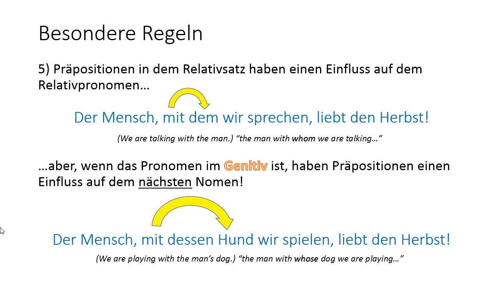Dessen refers to the man, and mit is influencing the dog because we're playing with the dog. We're not playing with the man. We're playing with the dog that belongs to the man. So dessen there is giving an attribute to the dog. It's saying it's his dog. And so it's not influenced by mit. A way to think about this would be, in English, if you're going to say who or that, it's going to be influenced by the preposition. But if you're going to say whose, then it's independent from that preposition. It won't matter. As I said, this is kind of a more refined problem, but if you're going to use relative pronouns with a genitive, they're not going to be influenced by prepositions.